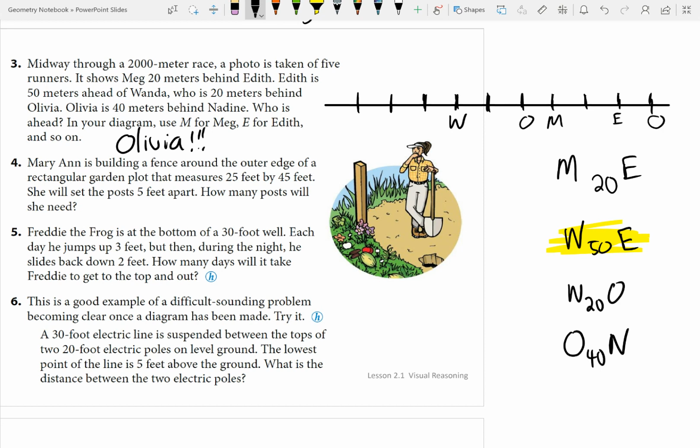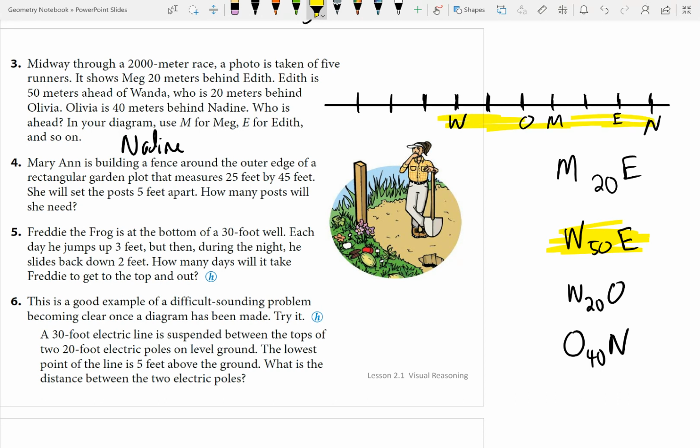Or wait, hold on. Typo. This should be N. And yeah, that should be N. So it is Nadine, because you do end up spelling woman here.